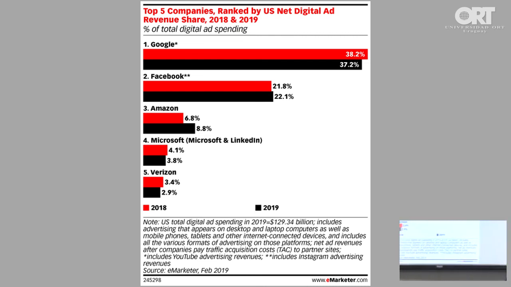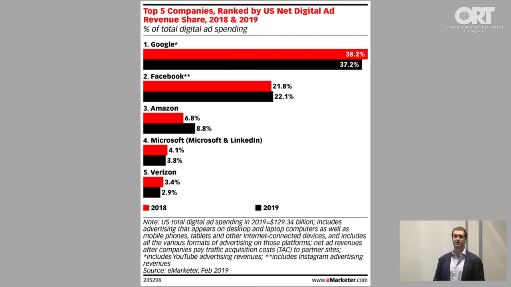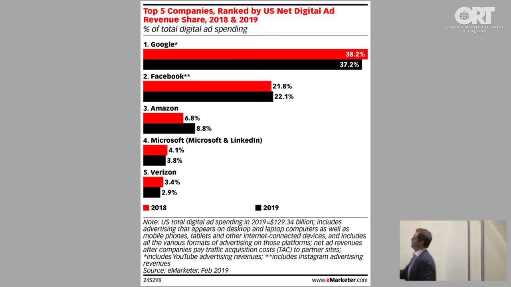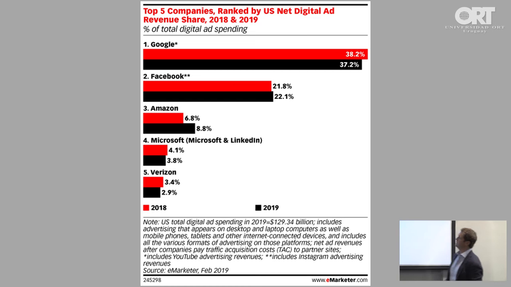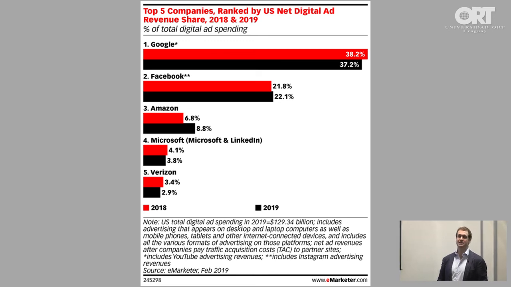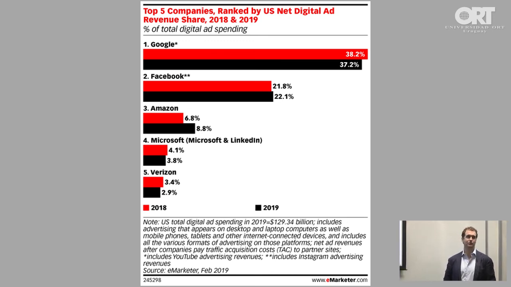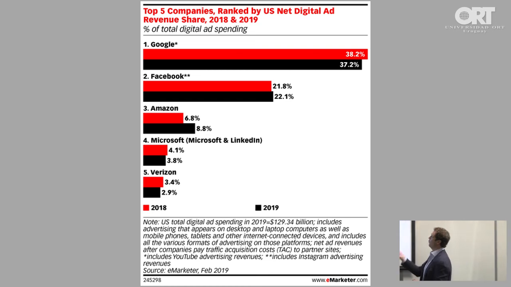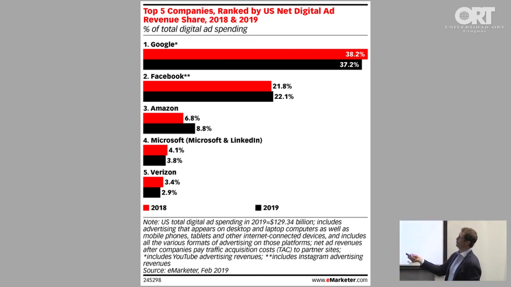So we have Google, Facebook, and Amazon. In red, we have the 2018 share of digital dollars. Google was 38% in 2018, 37% in 2019. And you don't have to spend 17 years in math graduate school to figure out where that percent went. A lot of it went to Amazon.